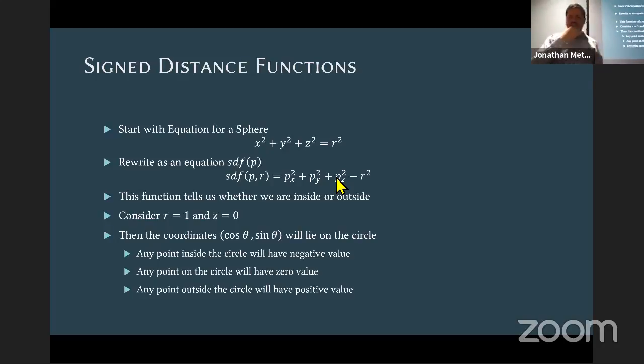If you want an example, consider a unit circle. The coordinates for every point on it are x is cosine theta and y is sine theta, by definition. If you plug in cosine theta and sine theta, and let's just assume z is 0, you get cosine squared theta plus sine squared theta, which is 1. If your radius is 1, then that's 1 minus 1 and you get 0.